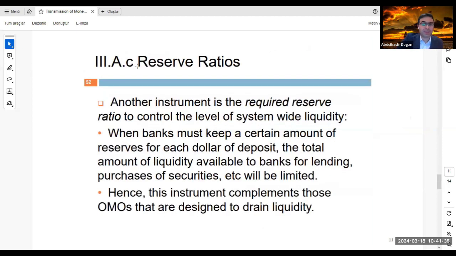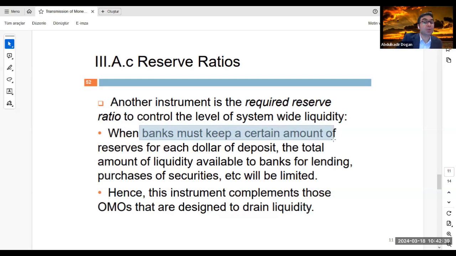And the reserve ratio, a few minutes ago, I mentioned this reserve ratio issue to you. Please look at this definition. Another instrument is the required reserve ratio to control the level of system-wide liquidity. Banks must keep a certain amount of reserves for each dollar of deposit. What I said, Dr. Walkin put $1 million to the bank as deposit, but central bank at the beginning says how much money you should bring when you accept deposit. So if bank A accepts a $1 million deposit from Dr. Walkin, in that second, they should put, let's say if it is a 10% reserve requirement ratio, $100,000 directly to the central bank account.